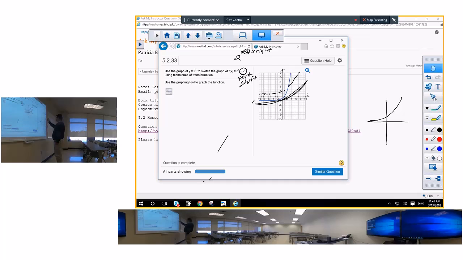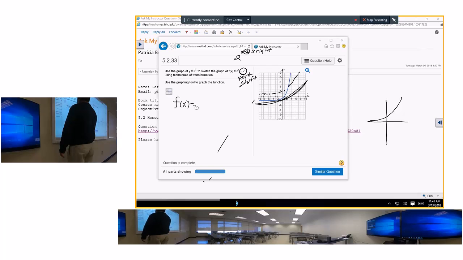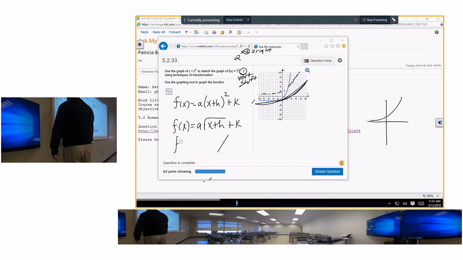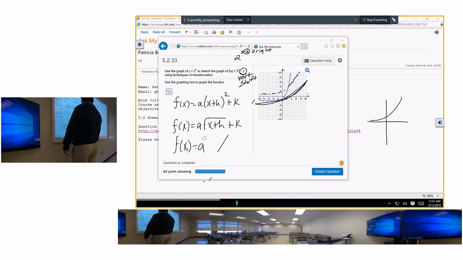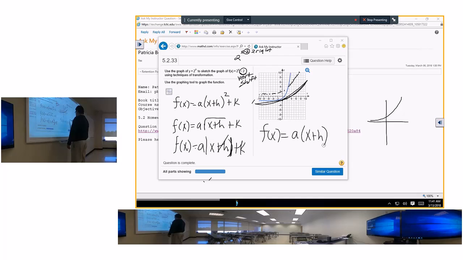Like I said, let me show you an example. I'm going to show you what I'm talking about. In the family of graphs, way back, I told you f of x is equal to a times the quantity x plus h, squared, plus k. F of x is equal to a square root of x plus h plus k. F of x is equal to a times x plus h, plus k. F of x is equal to a times x plus h to the 3rd power plus k. Okay, and you can add this.